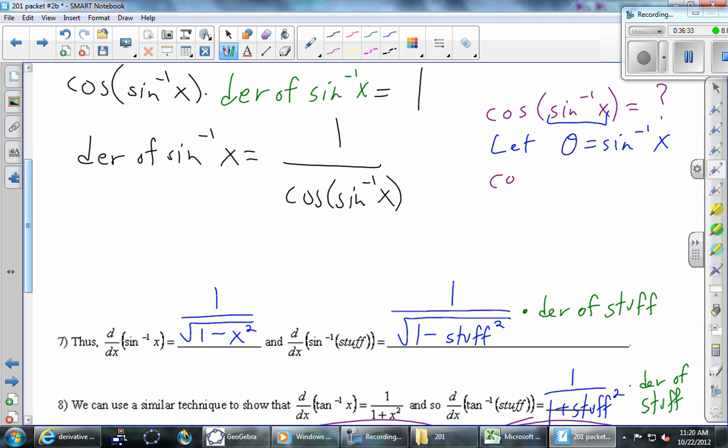And so now the purple has changed. It's now asking me to figure out cosine of what? Theta. Okay, so all we did was substitute. So cosine of theta is really the goal. All right, fair enough. Let's take this blue equation.